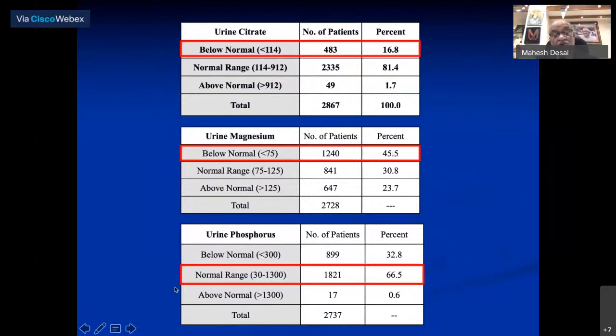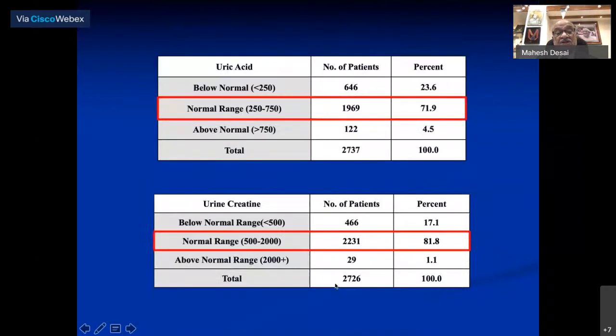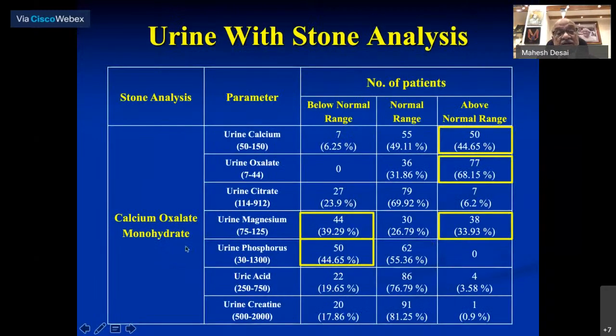This was important. Urinary phosphate was mostly in the normal range. Uric acid, again, was in the normal range. We didn't find it very high because of the all-vegetarian population. But urinary creatinine was, again, in the normal range. Now, if you look at the stone analysis, calcium oxalate monohydrate had multiple abnormalities: hypercalciuria, hyperoxaluria, and hypomagnesiuria.